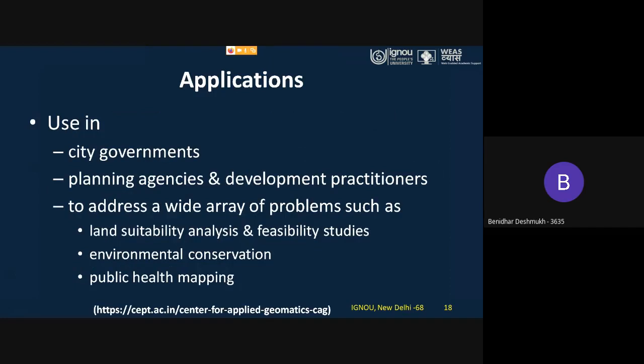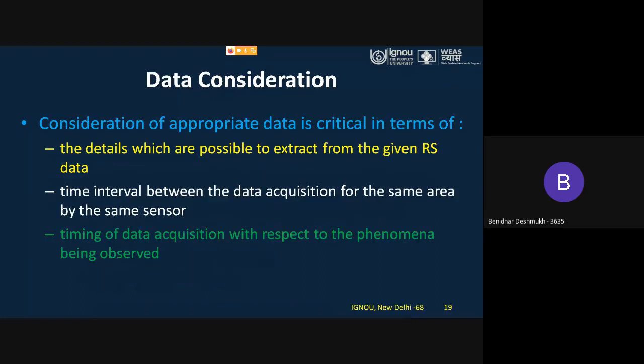Some examples: particularly in the case of spatial planning, say urban planning, it is mostly used by city governments, planning agencies and development practitioners to address a variety of problems like land stability analysis and feasibility studies, environmental conservation, public health mapping, etc. I'm just trying to put it in this way, but there are a number of things where this could be utilized.